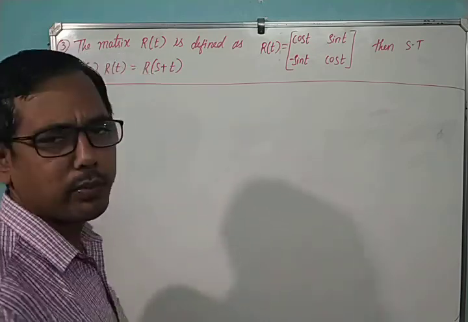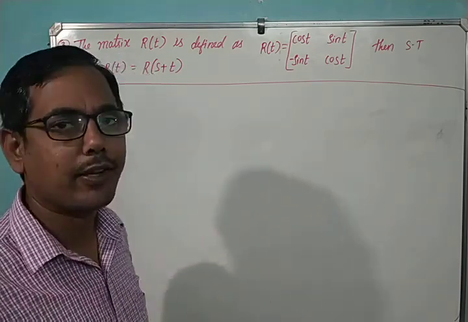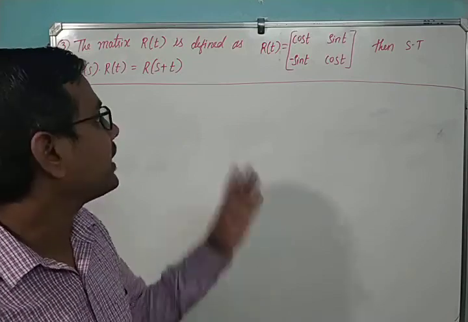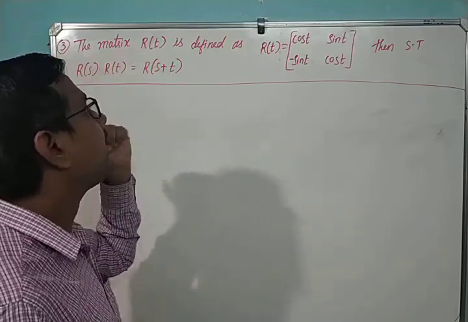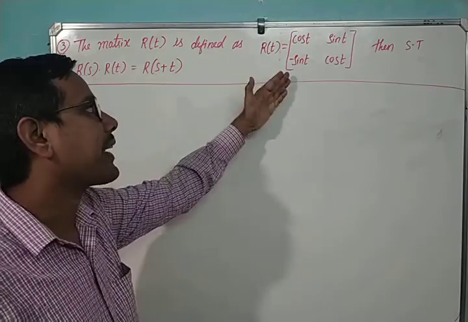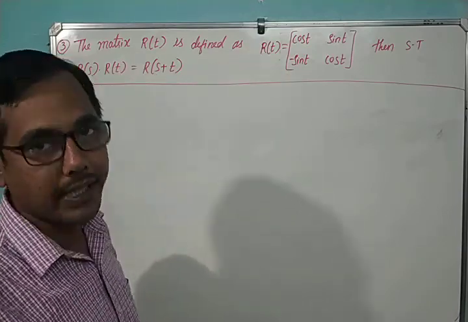Okay. So the previous problem was a little bit, at the end you should do some calculations, but here it is quite simple. Right. What is that? The matrix is a function of t. R of t means what? The matrix R is a function of t. Right?